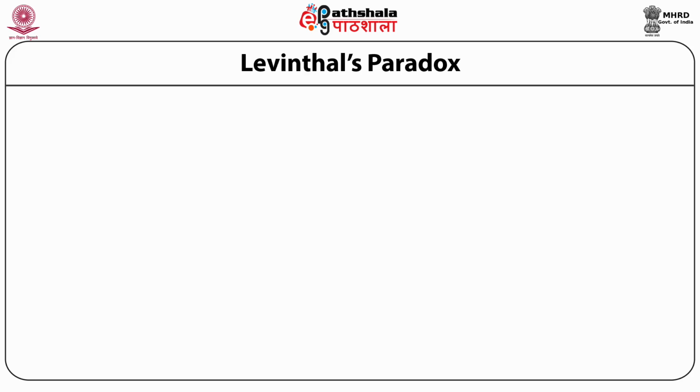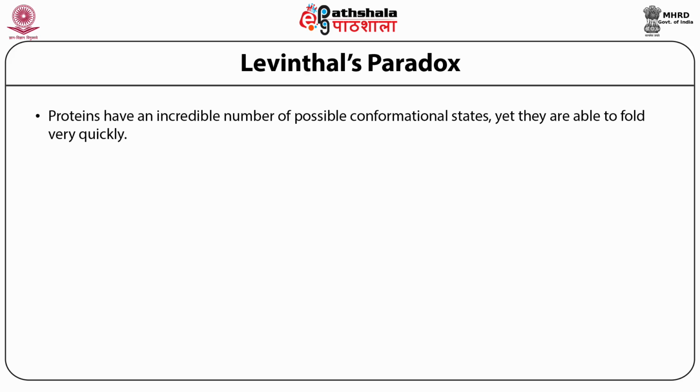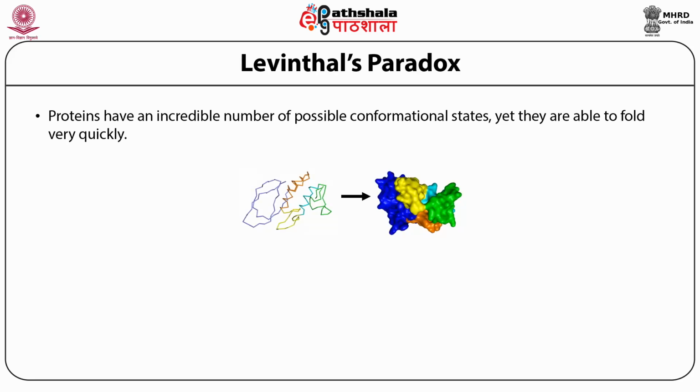Levinthal's paradox. As we have now understood, proteins have an incredible number of possible conformational states, but they are still able to fold very quickly. When I say very quickly, I am talking in terms of a fraction of a second. So as you see, the figure on the left is a random coil arrangement which takes up a very beautiful three-dimensional structure that is depicted on the right.